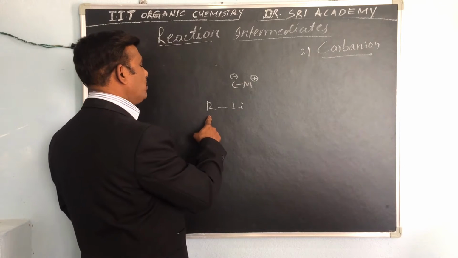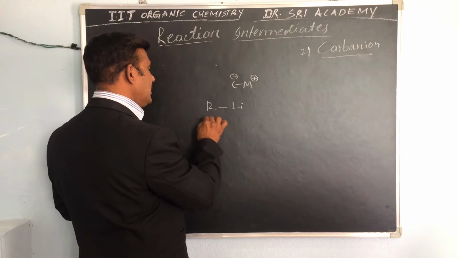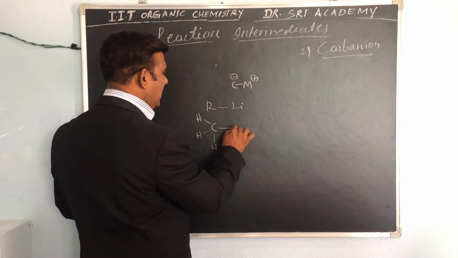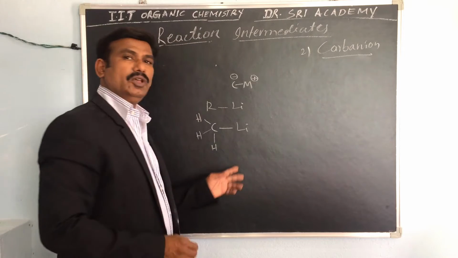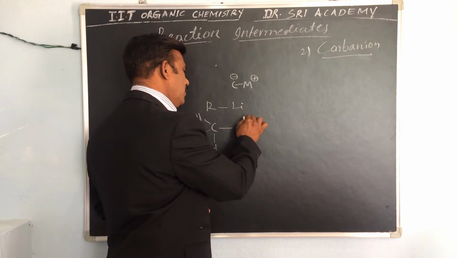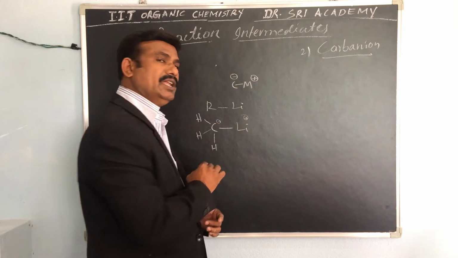This is the alkyl group. Alkyl means the carbon containing hydrogens, okay, and lithium. So here, lithium is a positive sign, and carbon is negative, partially negative.